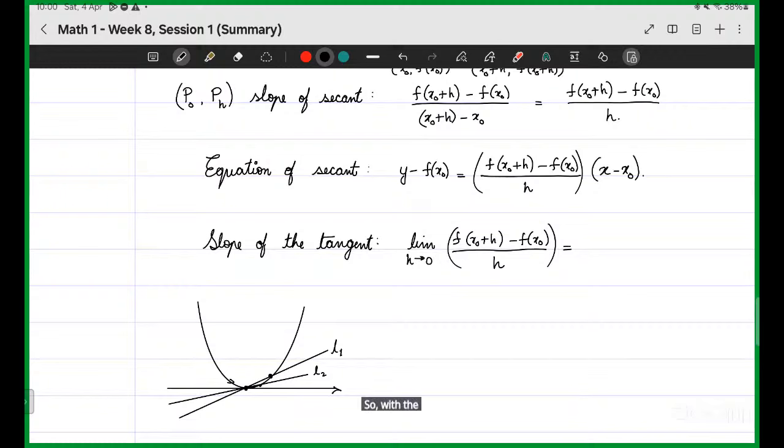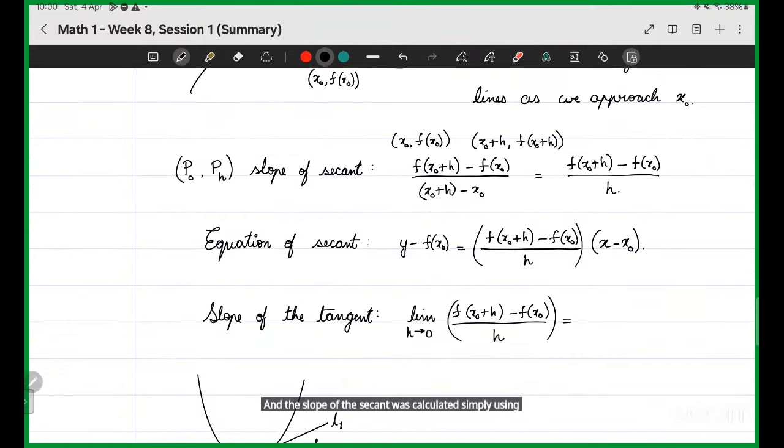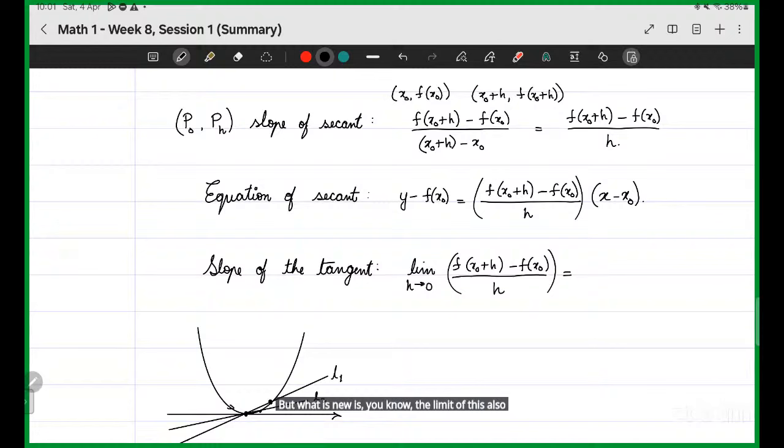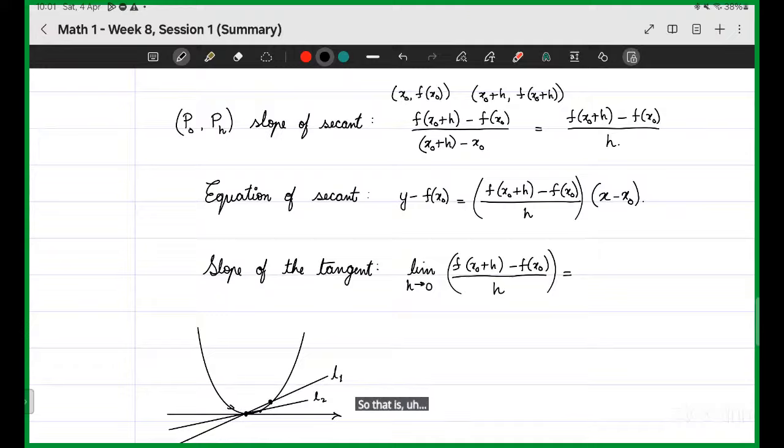So with the understanding that the tangent is the limiting case of the secants, I will say that the slope of the tangent is the limiting value of the slope of the secant. And the slope of the secant was calculated simply using coordinate geometry, the standard form of the slope of the line joining 2 points, all of these things is like week 1, week 2 content, which you're already familiar with. But what is new is the limit of this also. What is the limit of that ratio? So for this graph, no. How do I simplify this? Oh, this is the derivative, sir. So this is just f prime of x.